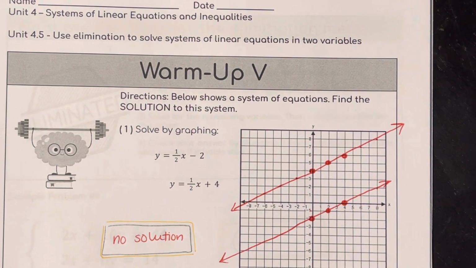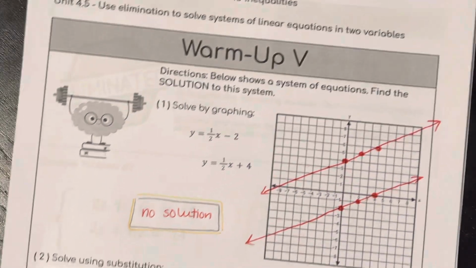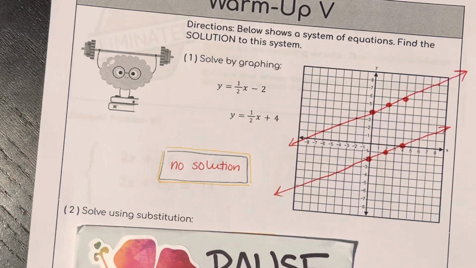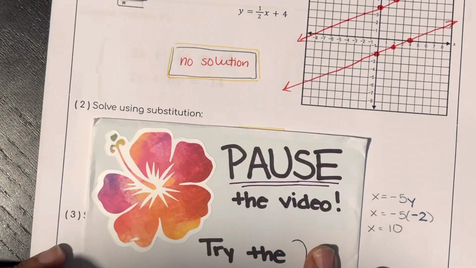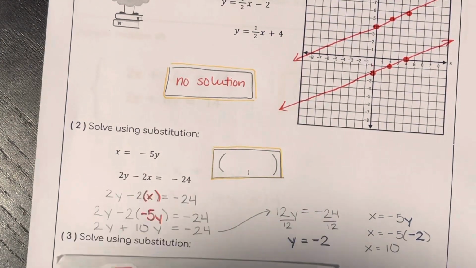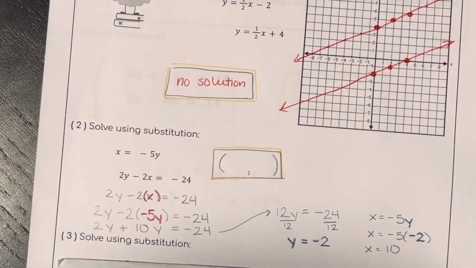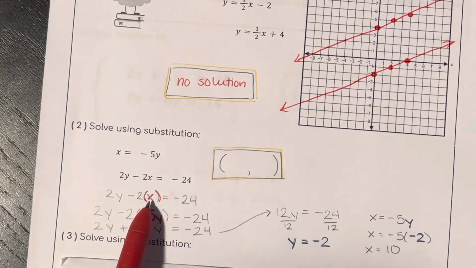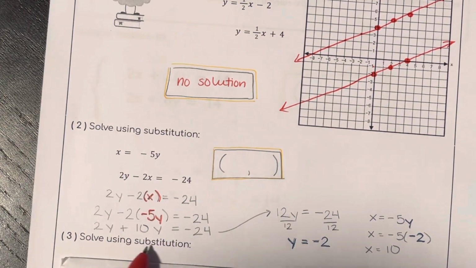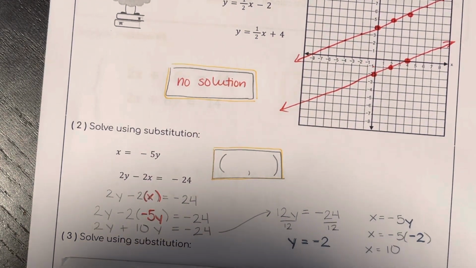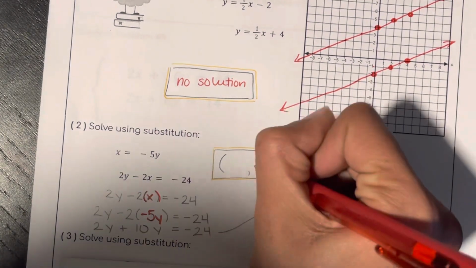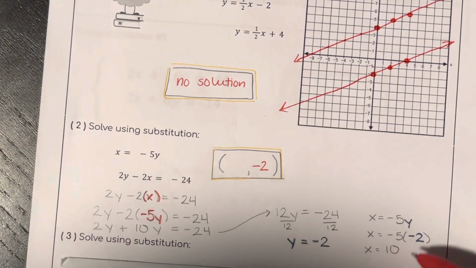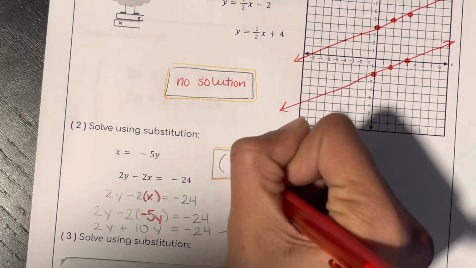All right. If you have not tried number 2 yet, you should try that now. All right, so I'm going to show my work for number 2. So I substitute in for x, -5y. Then this simplifies out to here. And I end up getting y equals -2. Y is my second point. So -2 goes here. And then when I solve for x, I get 10.